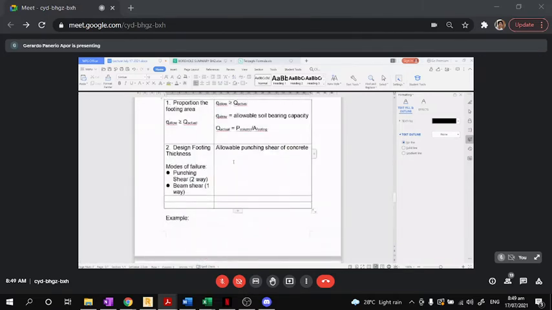building footing. This is what we call the allowable punching shear. Design of footing, chapter 20, 810.